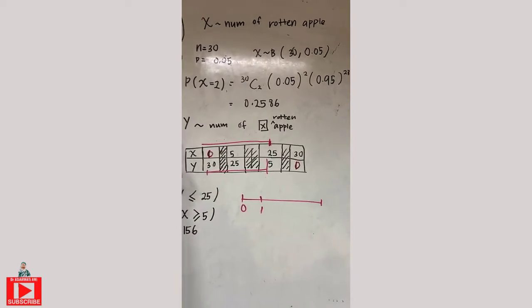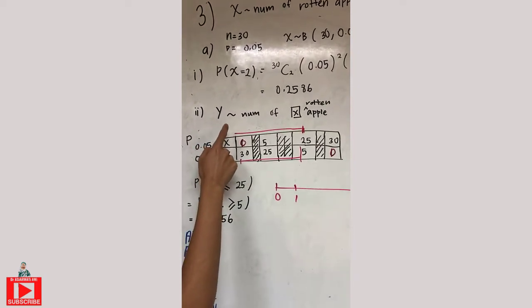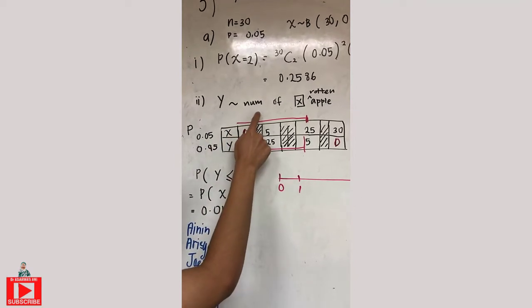Then for question number 2, it says the probability that at most 25 are not rotten.